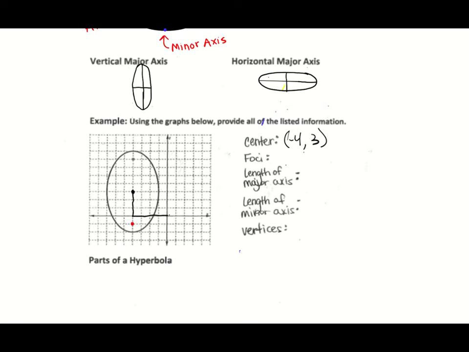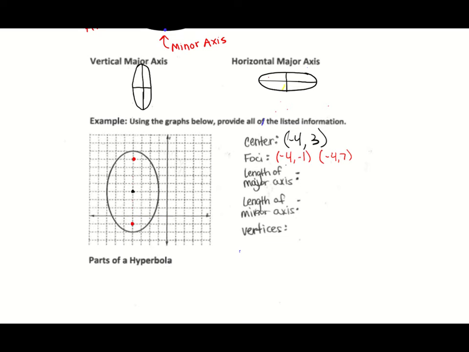Now our foci, there are 2 of those. We have one right here and one right here. For this first one at the bottom, we're going over that same -4, 1, 2, 3, 4, and down 1. So our first one is -4, -1. And our second foci, we're going over -4 and up 1, 2, 3, 4, 5, 6, 7. -4, 7. Those are our 2 foci points.